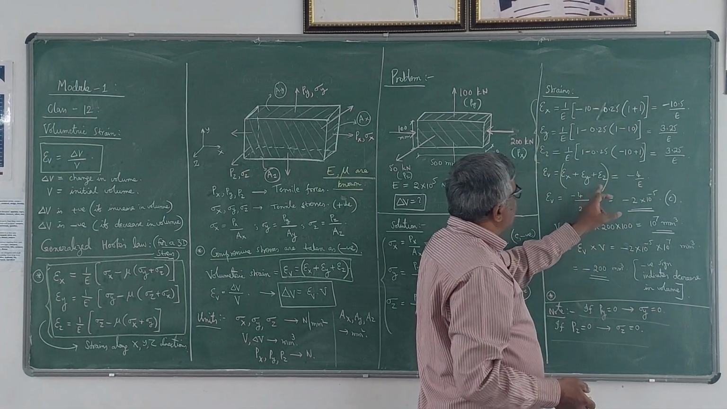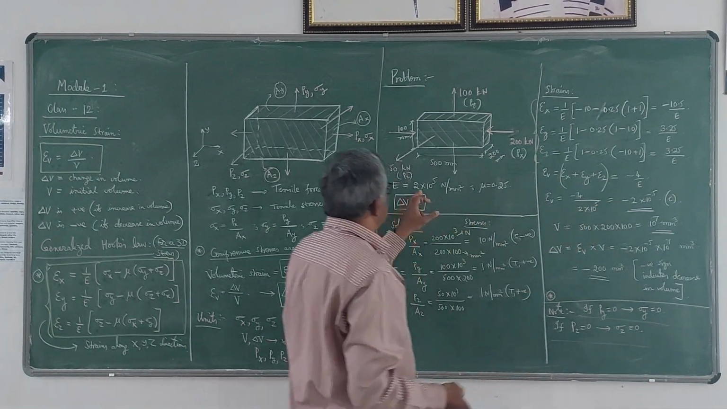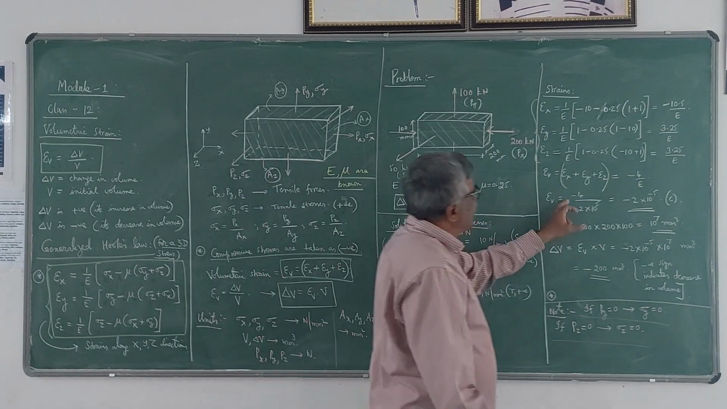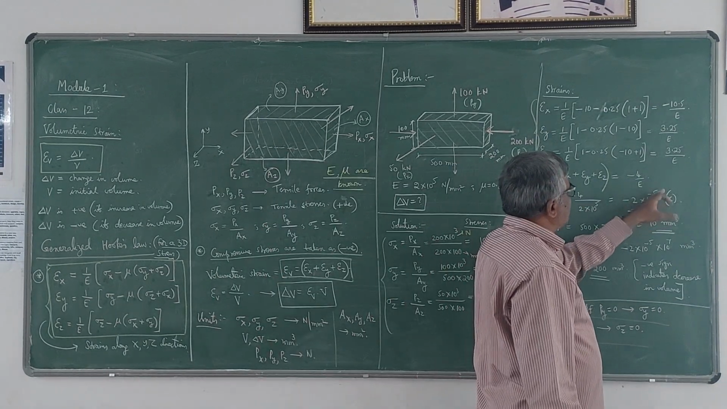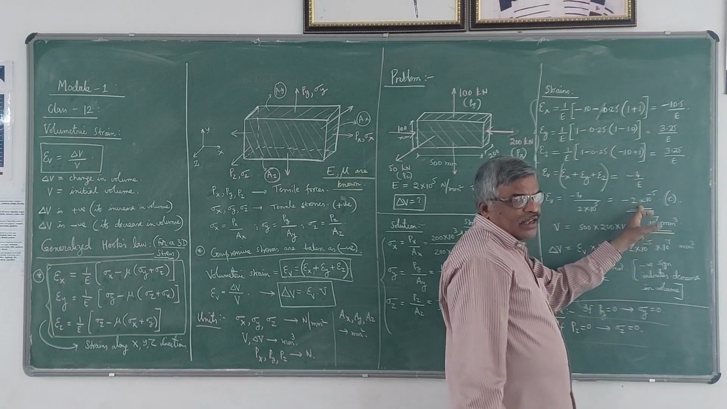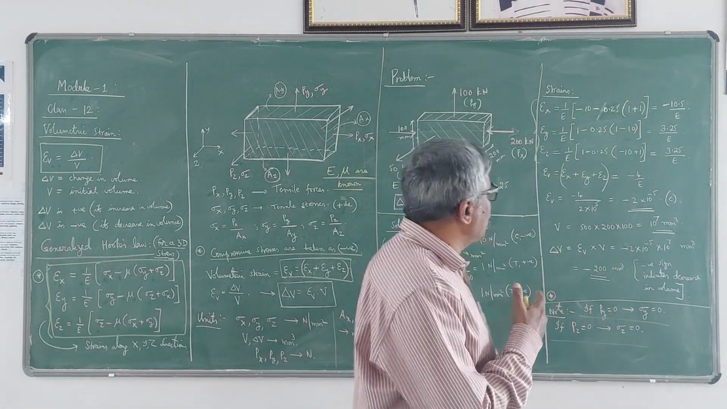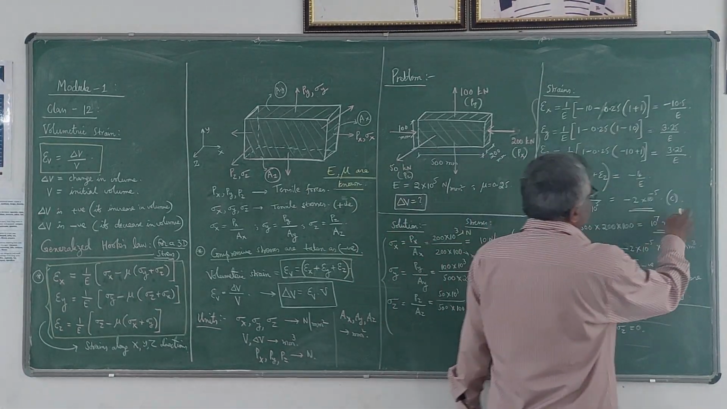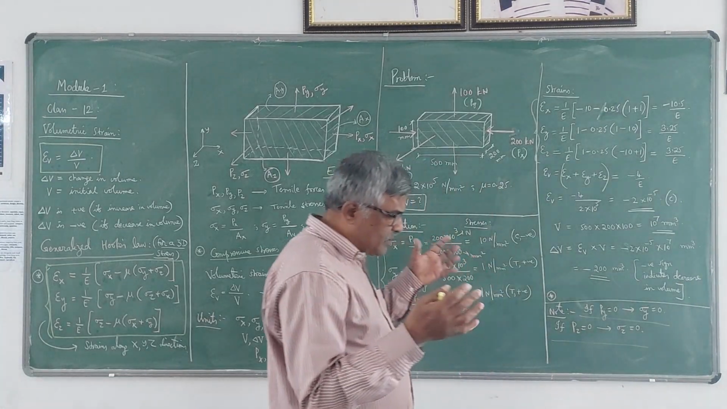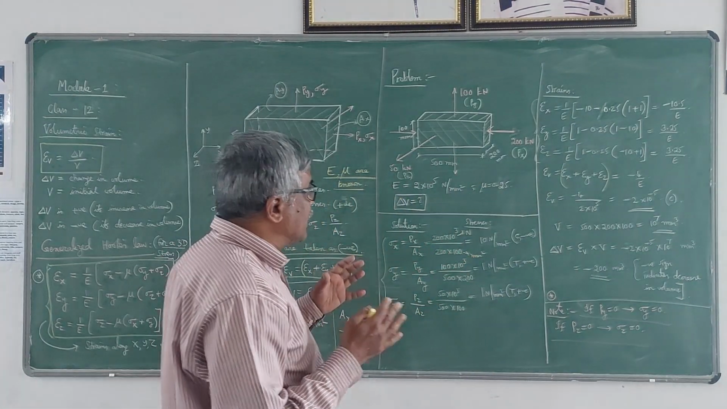Then you can substitute for this E at the end. So you will get minus 4 by 2 into 10 power 5. That is the value of E given. So you will be getting minus 2 into 10 to the power of minus 5. See here you can see that you are getting negative value. Negative value means it is compressive strain. Compressive strain. That means the volume has reduced.